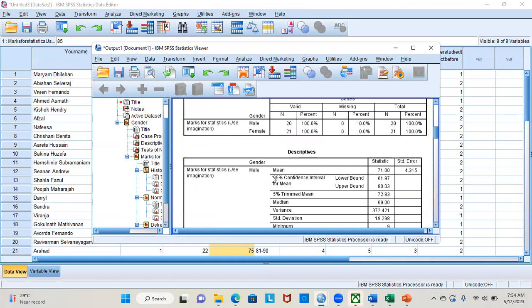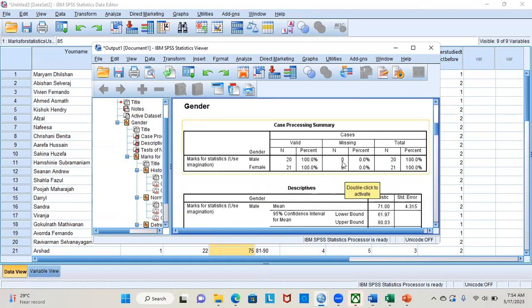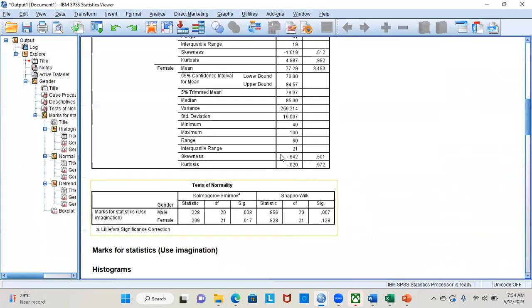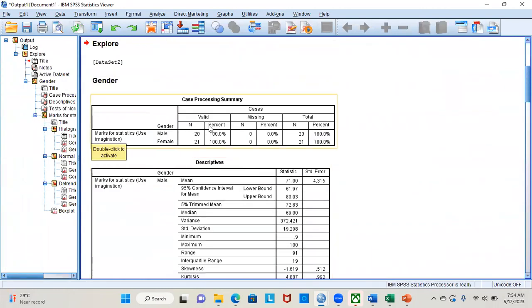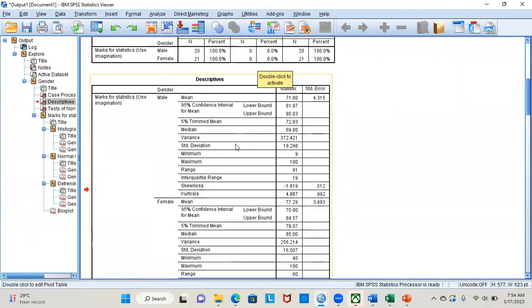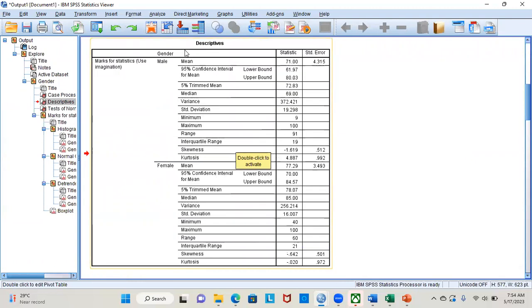Right. Now see. Here, go to skewness. In this table, the second table, for marks, the first one is for the marks of male students, and the second one is for the marks of female students.